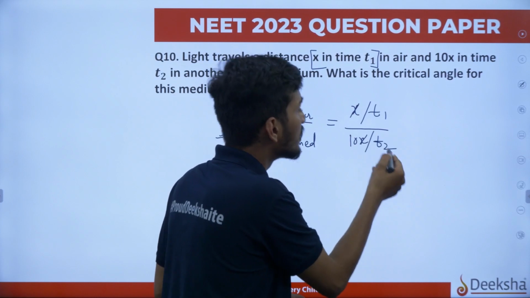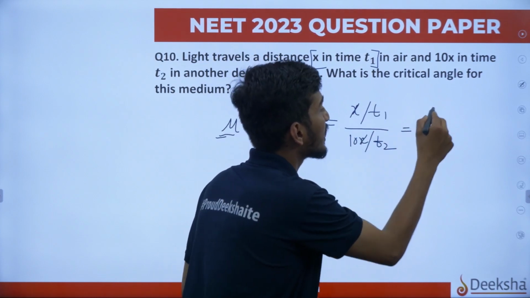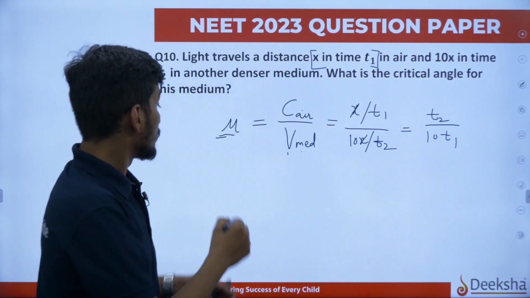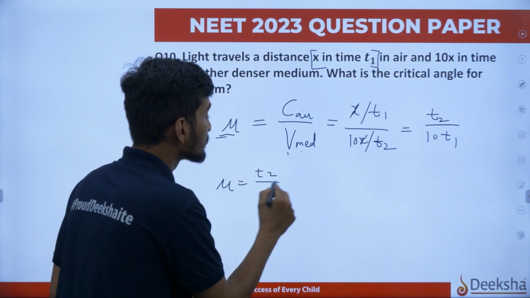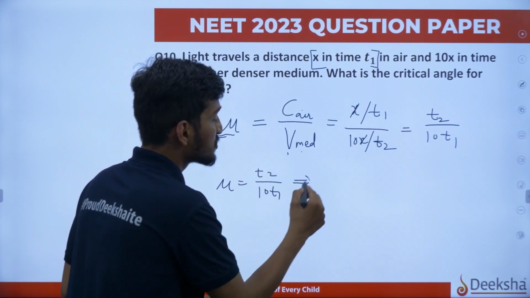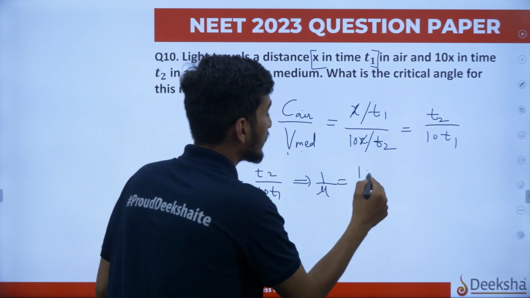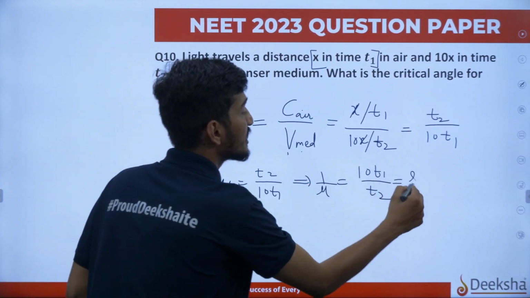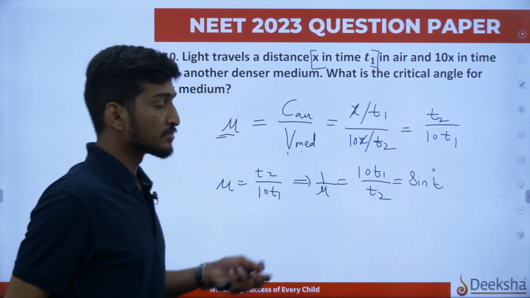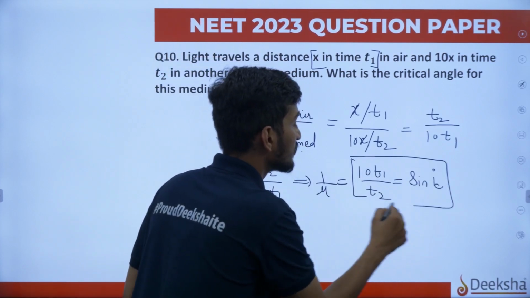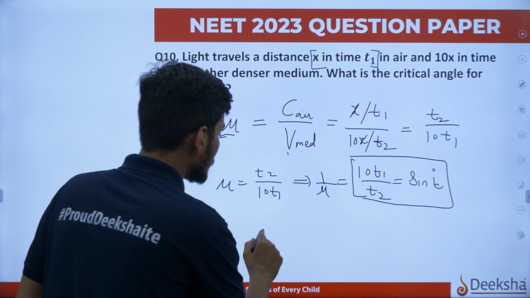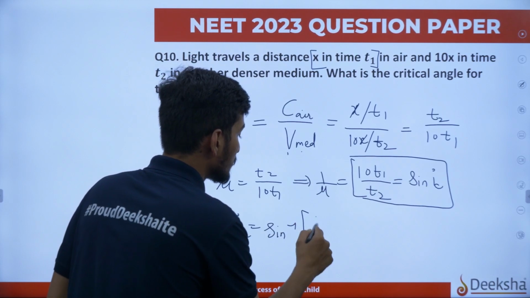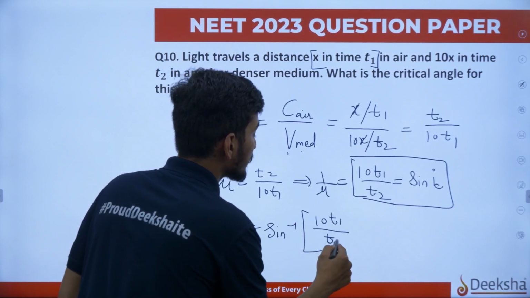Okay, so this x cancels out, t2 goes in the numerator, t1 comes out in the denominator, and I get t2 by 10 t1 here. Very good. So mu comes out to be t2 by 10 t1, which means 1 by mu comes out to be 10 t1 by t2. Why do I do this? Because I know 1 by mu is just sin IC. I just derived it. So I get the value of sine of the critical angle, which is 10 t1 by t2. In other words, the critical angle IC just comes out to be sine inverse of 10 t1 by t2.